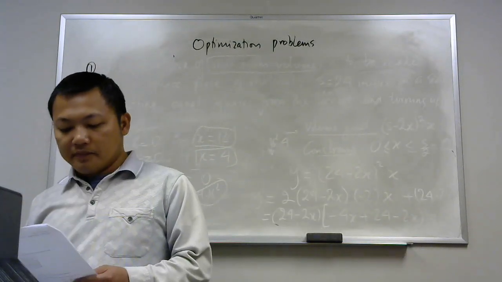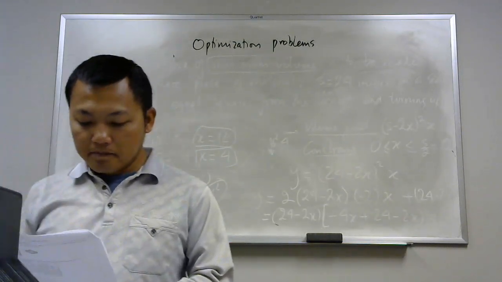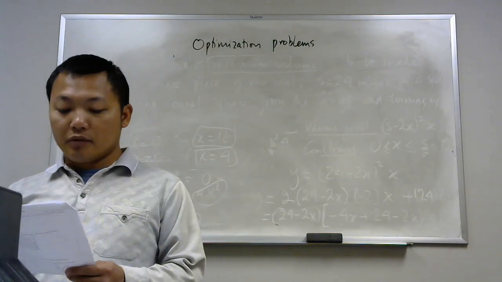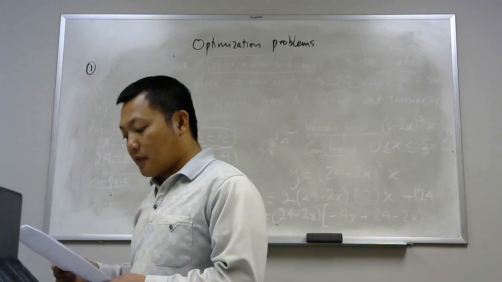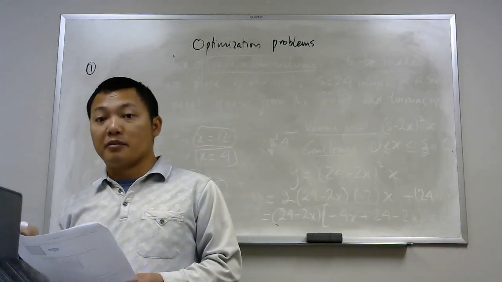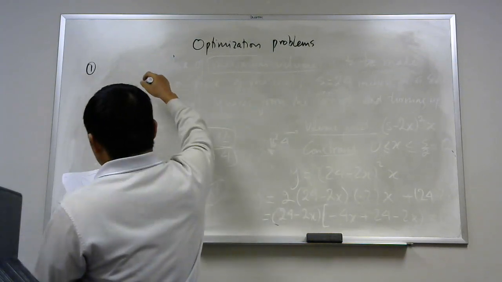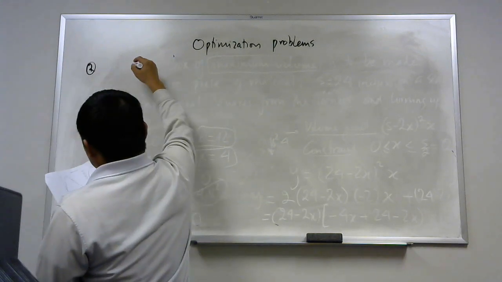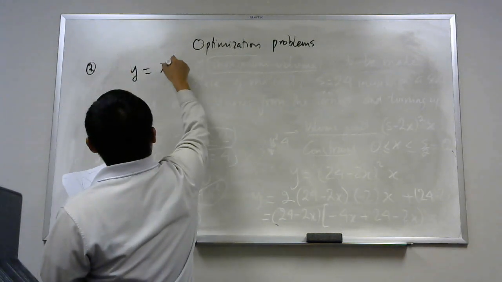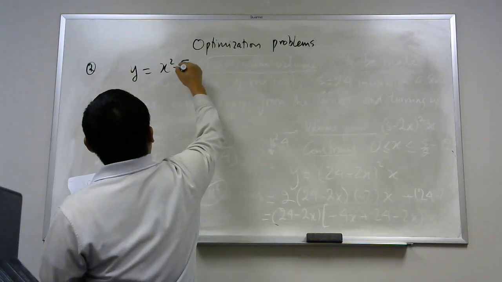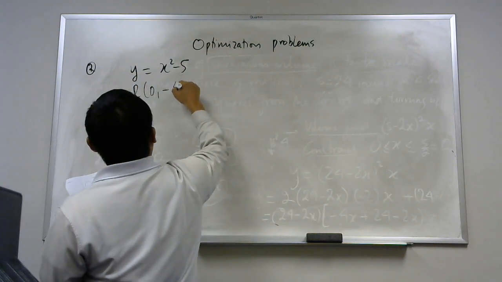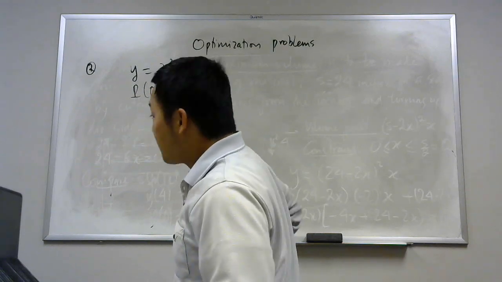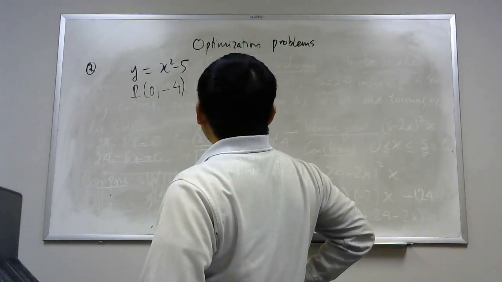In this problem, we are given a parabola and a point, which is not on the graph of this parabola. And they ask us to find the closest point to the given point. So the parabola is y equal to x squared minus 5. Okay? And the point P is (0, -4). So let's graph this parabola, and we'll see.